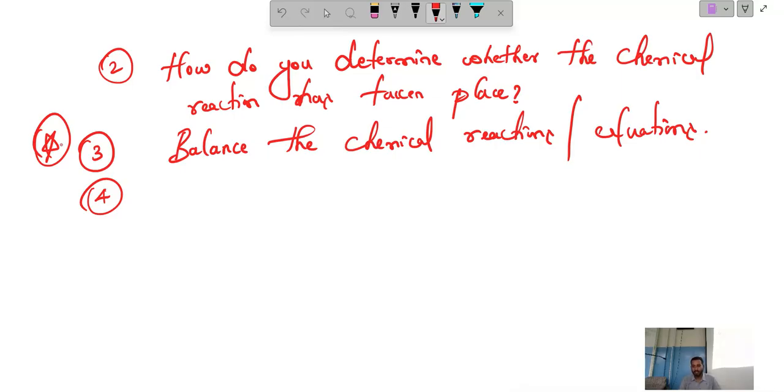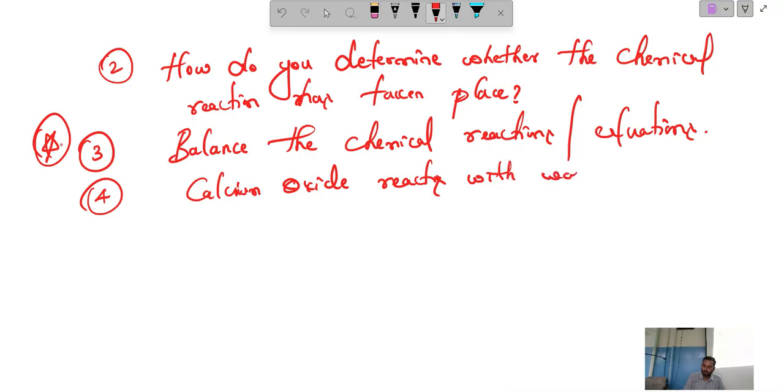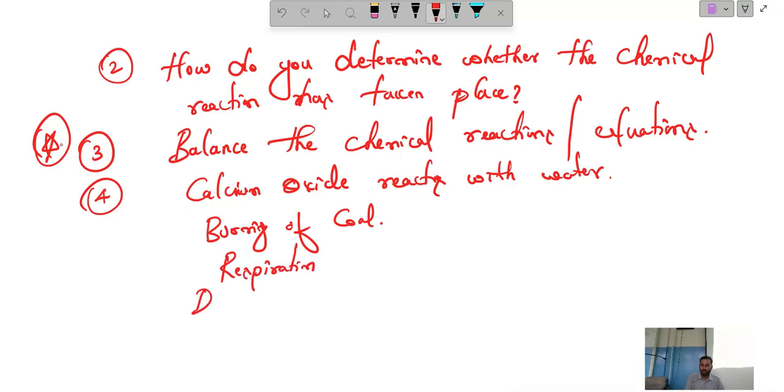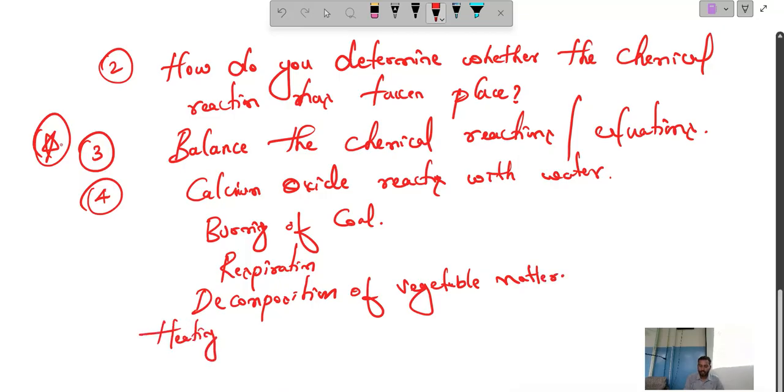Calcium oxide reacts with water. Next, burning of coal, respiration, decomposition of vegetable matter, heating of, later we will see about it.